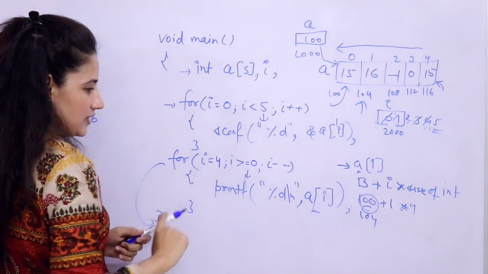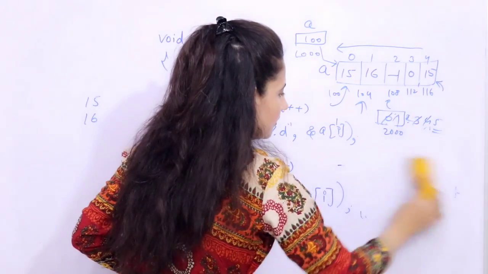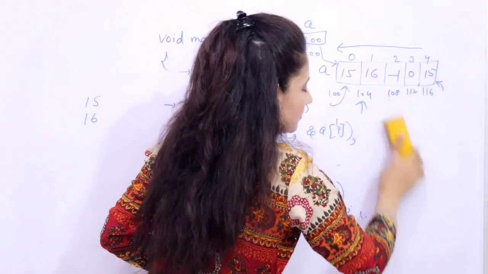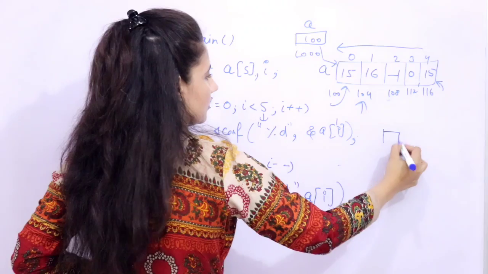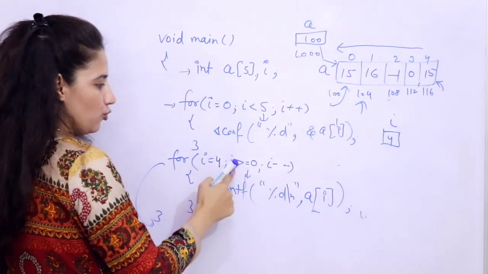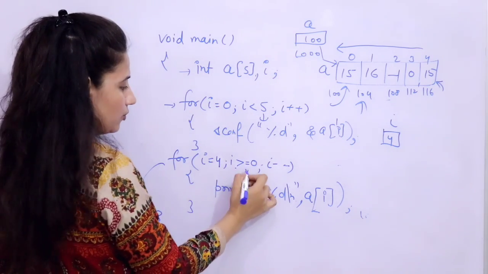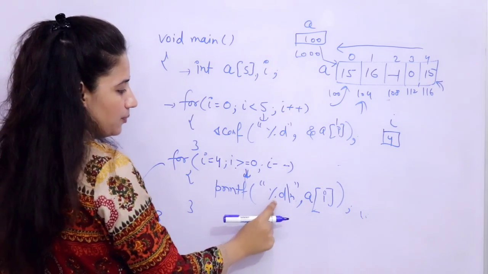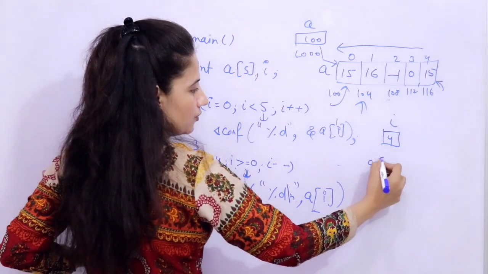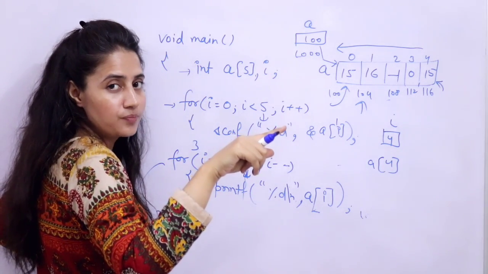Now see the working of this thing. First of all, this I value would be 4. In this variable 4 would be stored. Is this condition true? 4 greater than or equal to 0? Yes, condition true. Enter into this loop. Printf percentage d A of I, which is A of 4. Directly A of 4 you have to access.